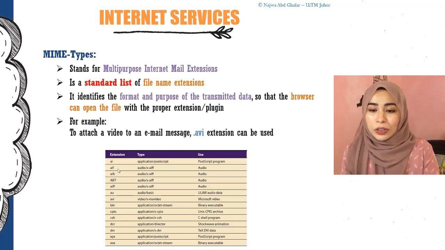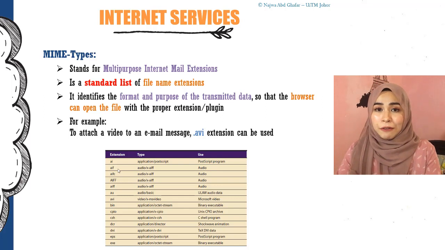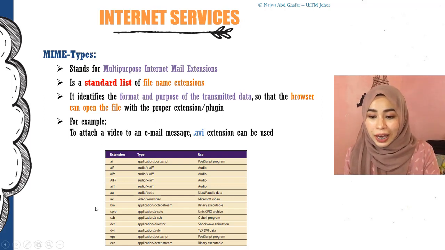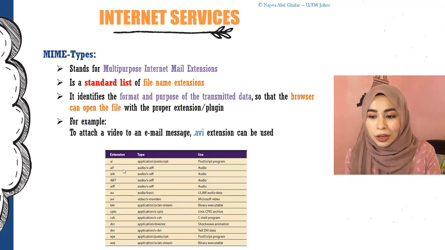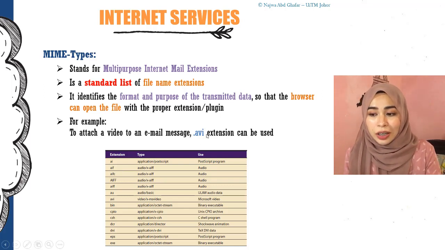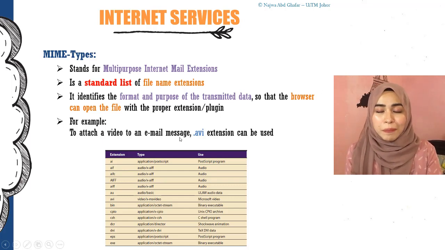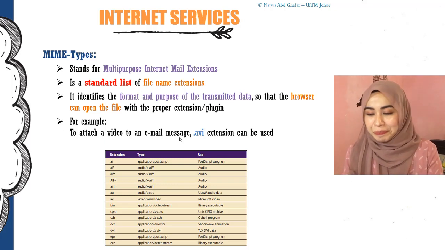Whenever you want to open up or send multimedia files over the internet, these are the extensions that you can use, which will be supported by the browser. For example, if you want to send a video through an email, maybe you can use the .avi extension because .avi can be supported by the browser, or .mp4. The extension is known as the MIME type.